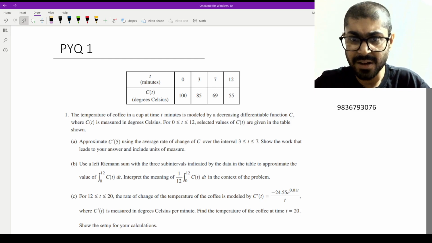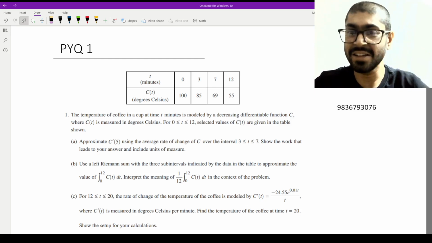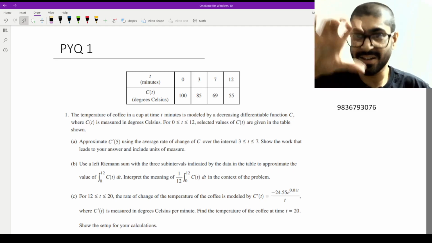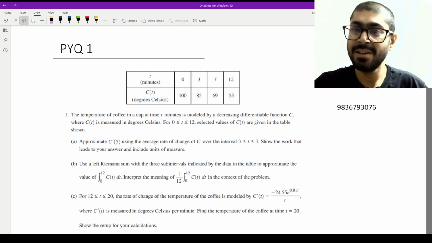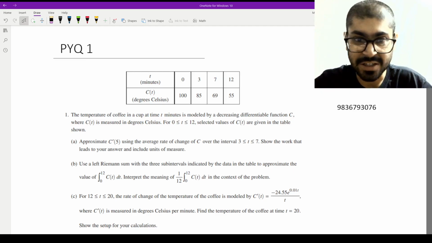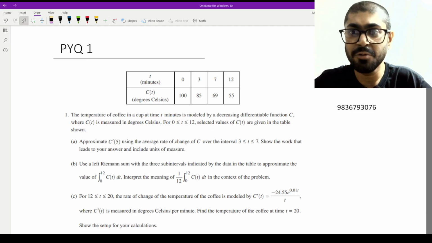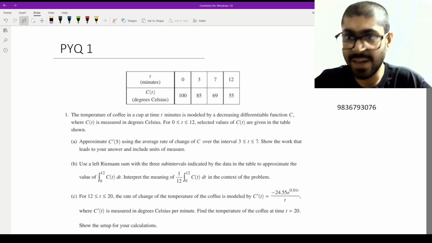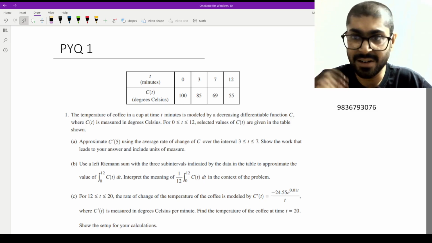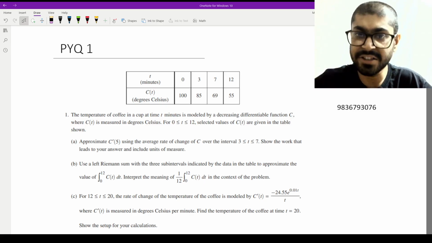This is the first problem. Now the structure is a bit weird. The table is given first and then the question. Usually the question text appears first and then you have the table, but let us not delve into such details. What we have is time t in minutes and the temperature, which is given as a function of t named c. So t, the input, in minutes, and c of t, the temperature in degrees Celsius.